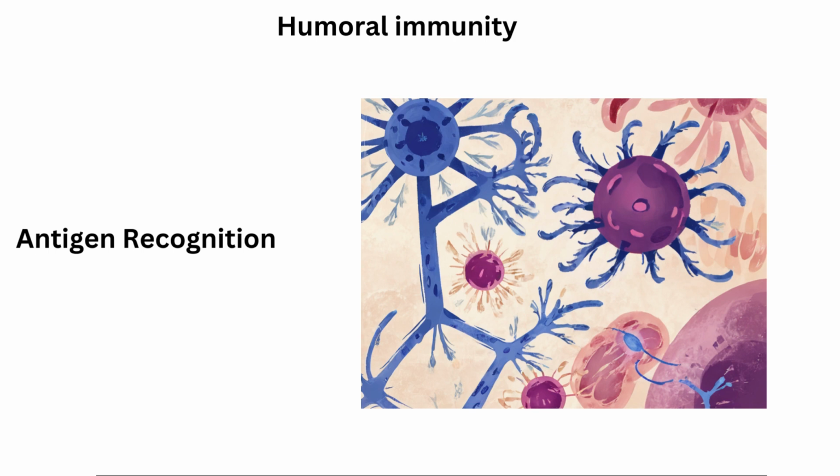Antigen recognition. When a B cell encounters an antigen that matches its specific receptor, it binds to the antigen. This binding triggers the activation of the B cell, leading to its proliferation and differentiation into two main types of cells, plasma cells and memory cells.